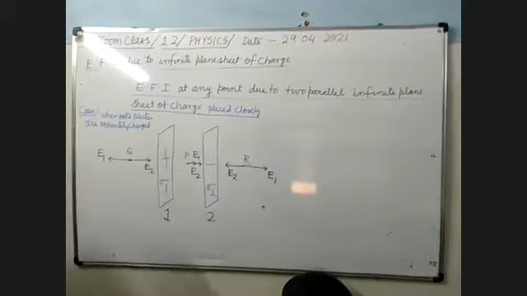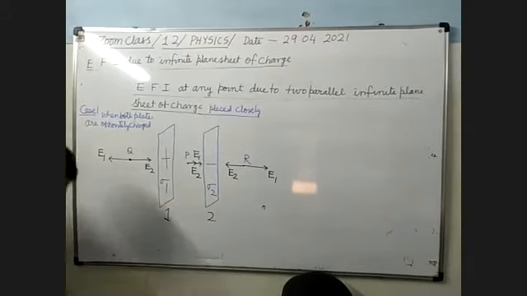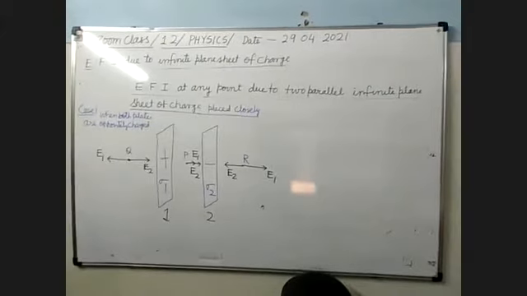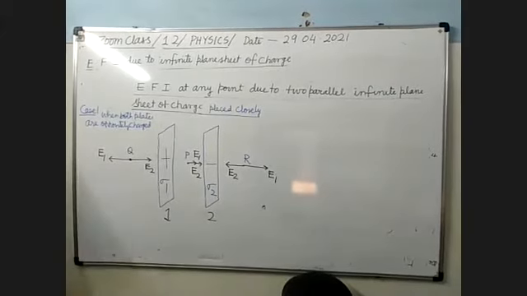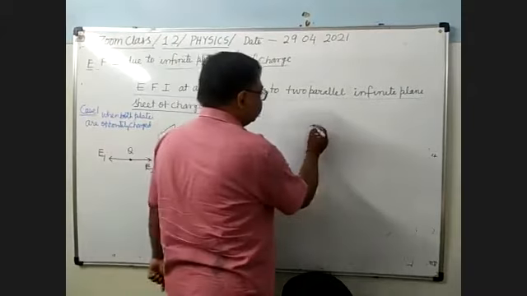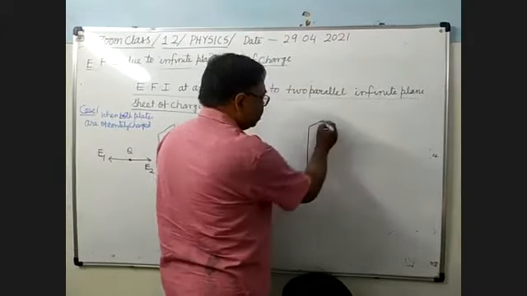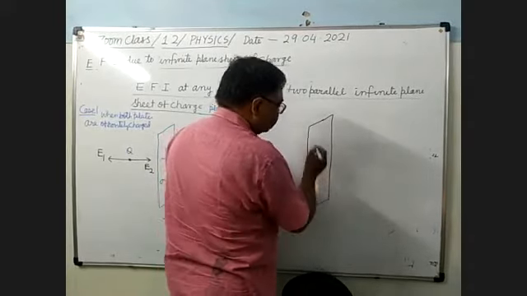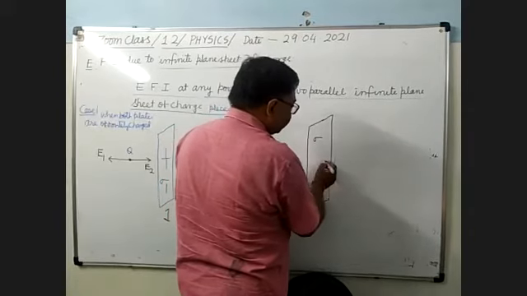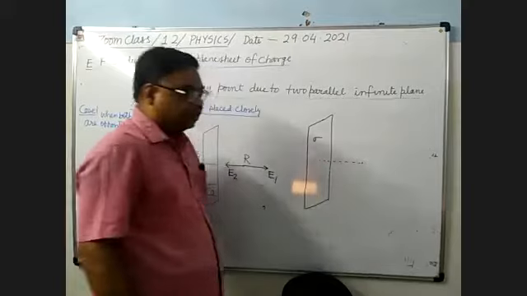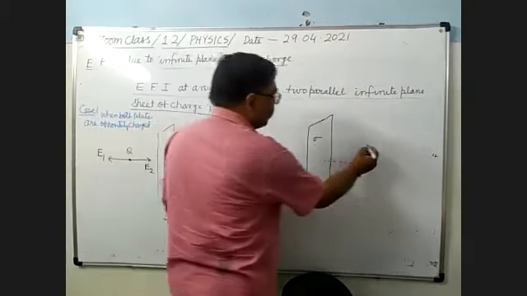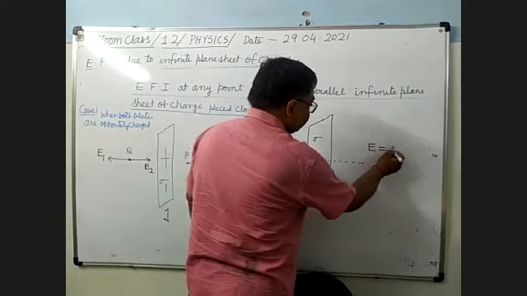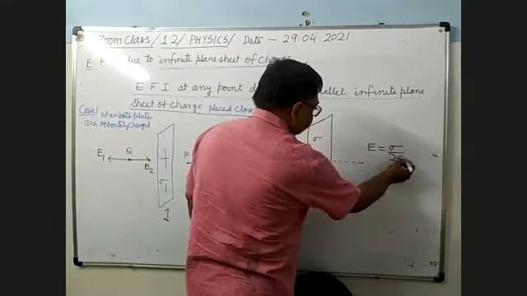So now all of you see here, yesterday I told you about electric intensity due to an infinite plane sheet of charge. If there is any infinite plane sheet of charge like this, whose surface charge density is sigma, then what will be the electric intensity at any point in front of it? It is given by E equals sigma upon 2 epsilon naught.